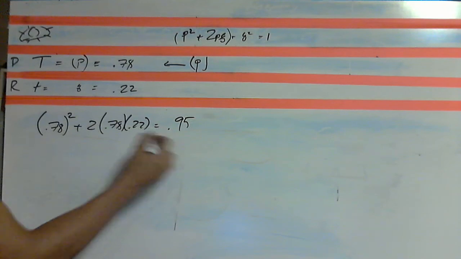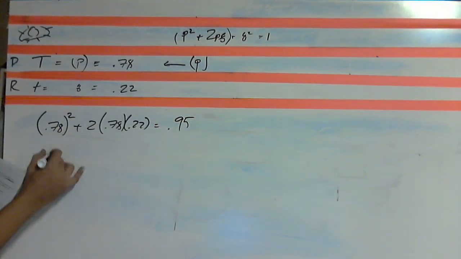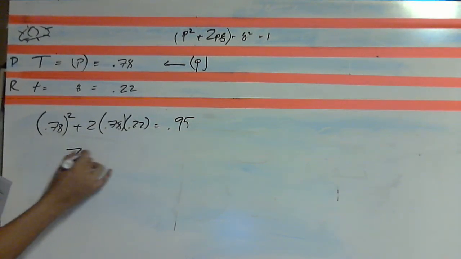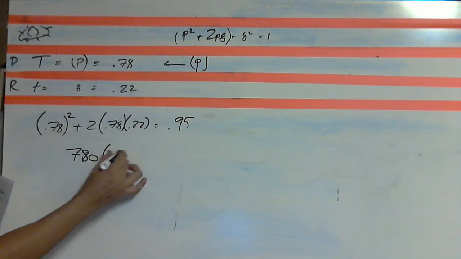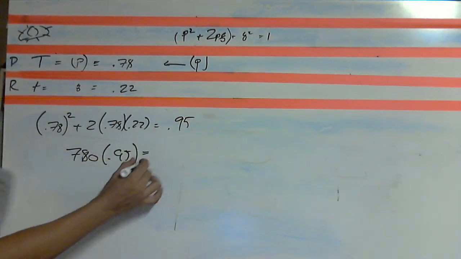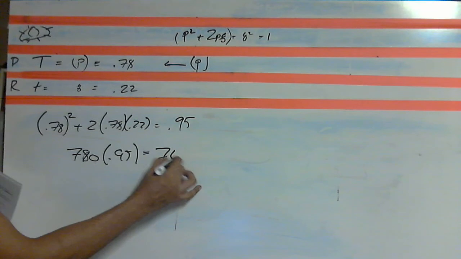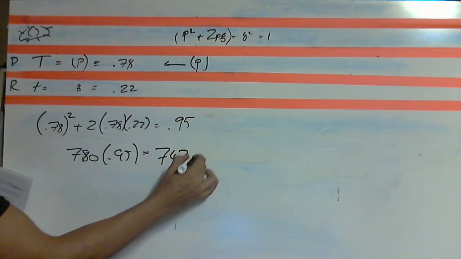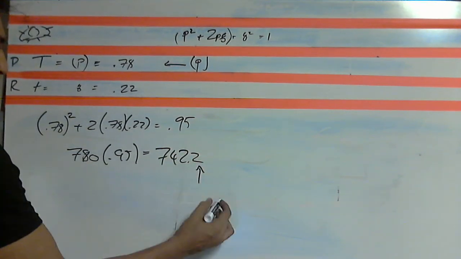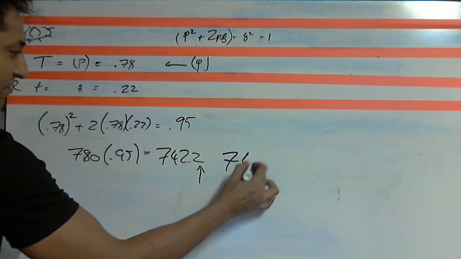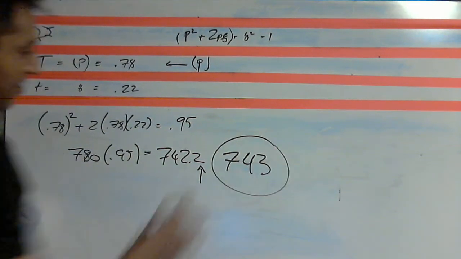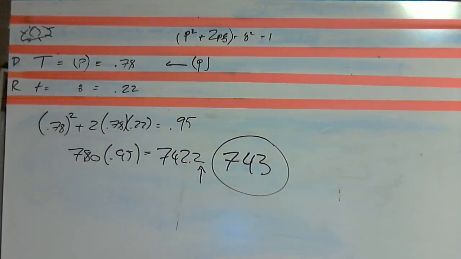But we want to know how many. So we're going to do that population number. We're going to get 780 people times 0.95. That's going to go ahead and give us 742.2. Remember, we can't have a 0.2 of a person, so we're going to round up always, 743. 743 people are going to look like they're dominant. All right, let's go to the next one.